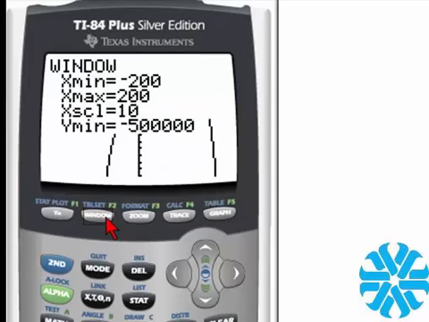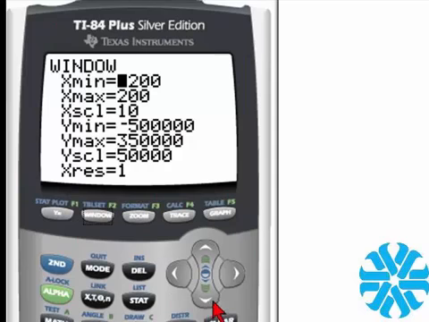So let's go to the window and let's change this a little bit. Let's not go so far, like I said, on the x-axis. So let's change that to -100. And let's not go so far down. So this says -500,000. Let's make it -50,000, let's say. Okay? And it goes to 350,000. And then each increment is going to be spaced by 50,000. So let's graph this. That should help a little bit.